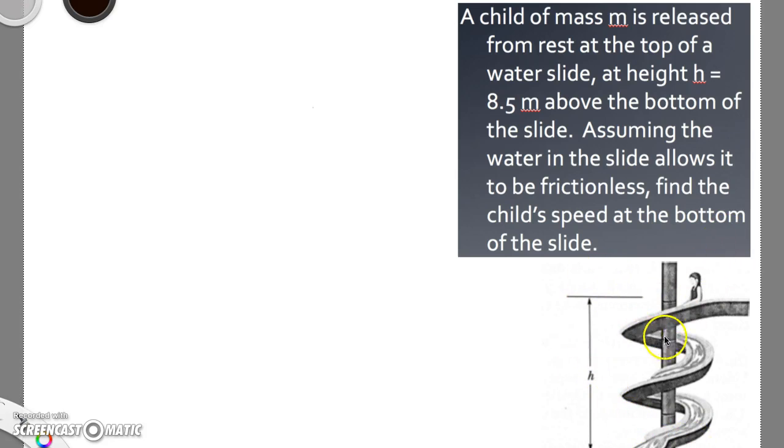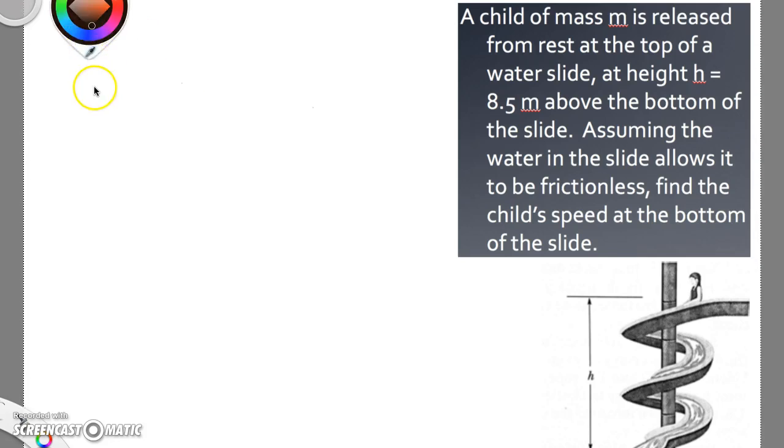If you look at the slide, it's curving around. It goes in multiple different directions. And so this would be a really difficult question for us to analyze using any of our other approaches. We can't use kinematics here because the direction keeps changing. And so energy gives us another option for analyzing this type of situation.